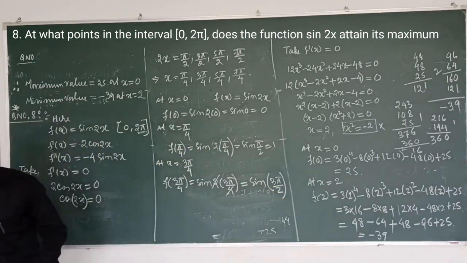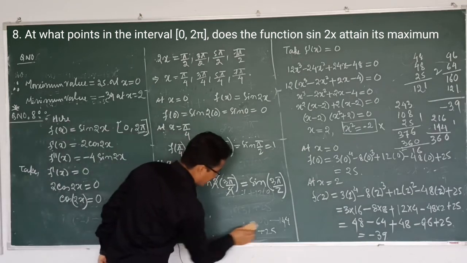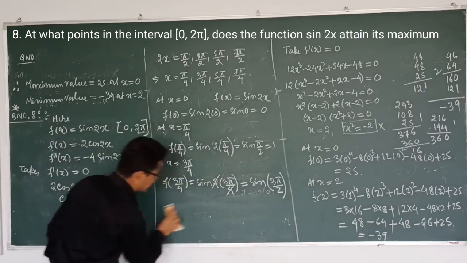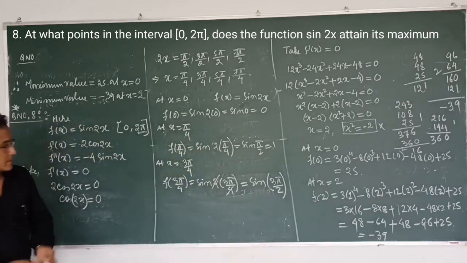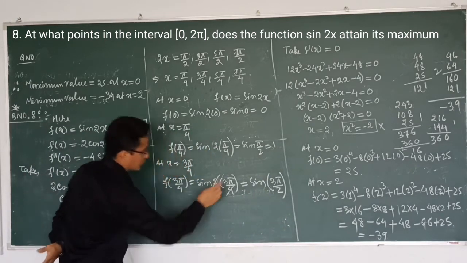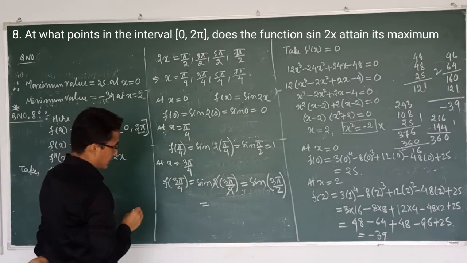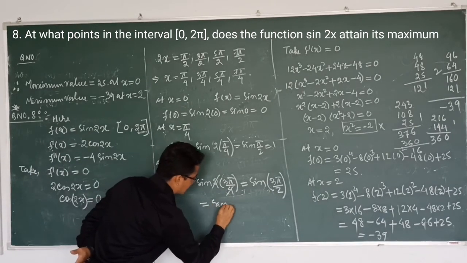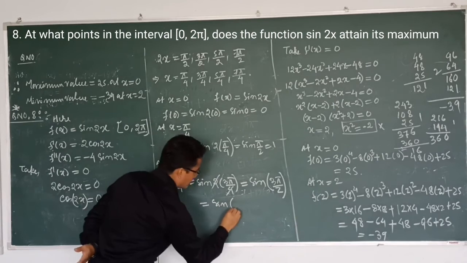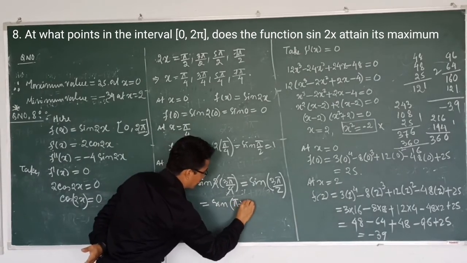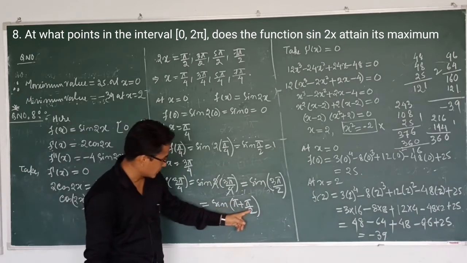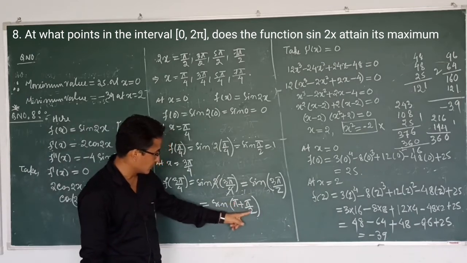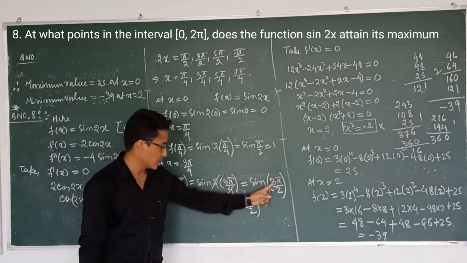Now we will see this value here, let's see which is equal to, we will write in this way, sine of pi plus pi by 2. If you multiply here, then 2 pi plus pi is 3 pi by 2.